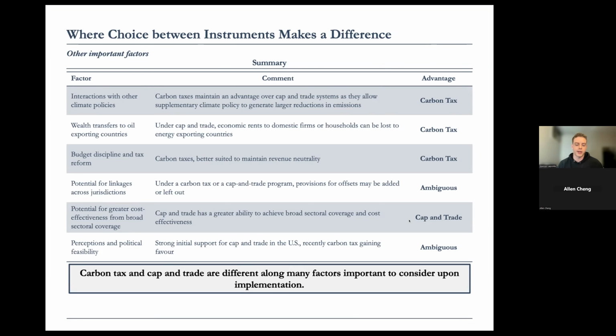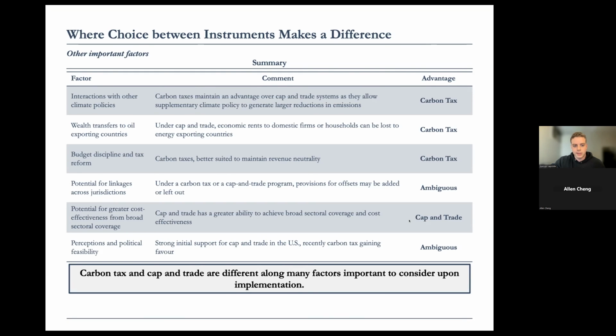Secondly, wealth transfers to oil exporting countries. One of the concerns here is that wealth will be transferred to oil exporting countries under a cap and trade regime. The economic rents to domestic firms or households will be lost or can be lost to energy exporting countries, again supporting carbon tax. Thirdly, budget discipline and tax reform. Carbon taxes are better suited to maintain revenue neutrality, so long as the revenue from taxes is used directly to mitigate any risks of distortionary effects that can arise through either carbon taxes or cap and trade systems.